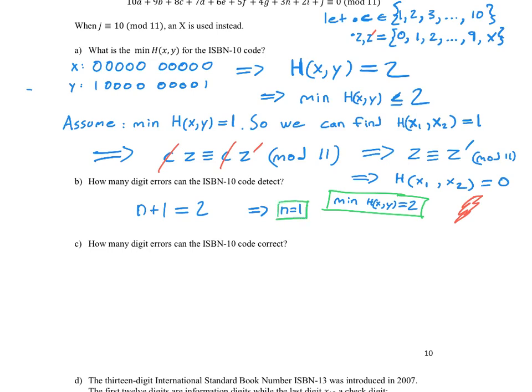And how many errors can we correct? The magic number for correction is 2 times the number of errors plus 1 has to equal 2, the minimum Hamming distance. But this equation is not possible to solve, so we can't correct any errors. So the right answer here is none. So no correction can be done with the ISBN 10, but we can detect one error.